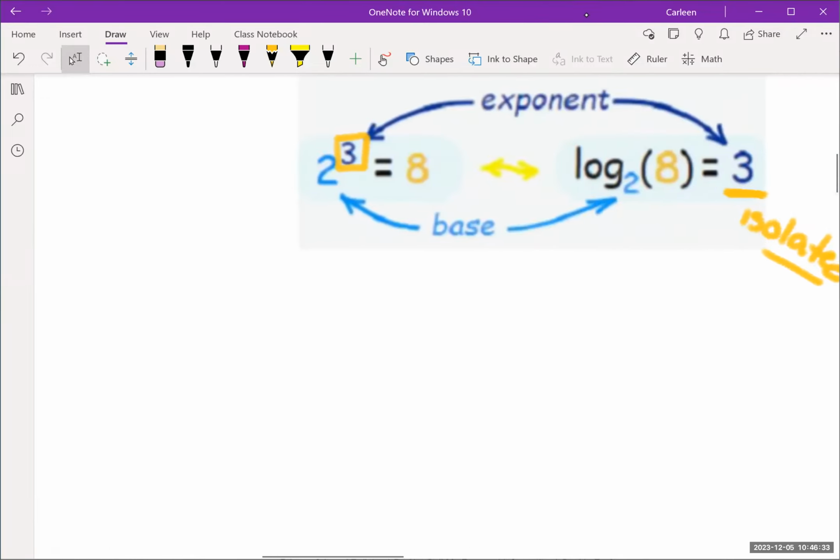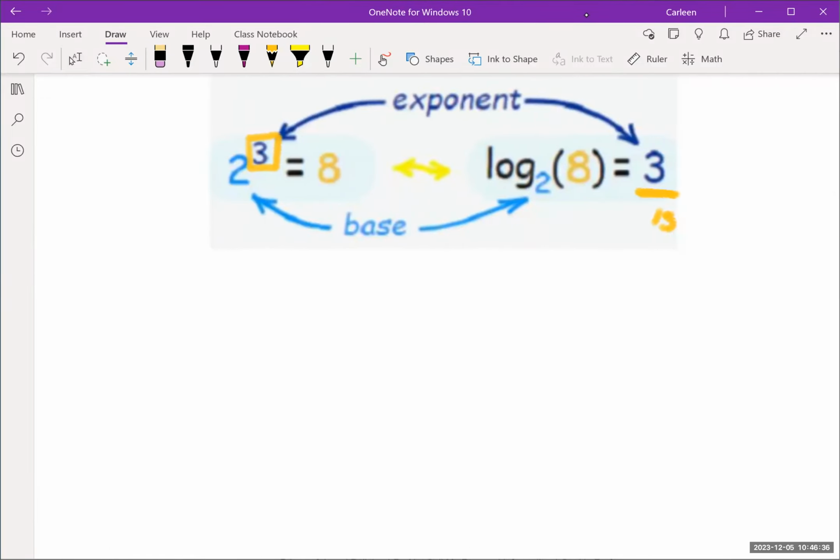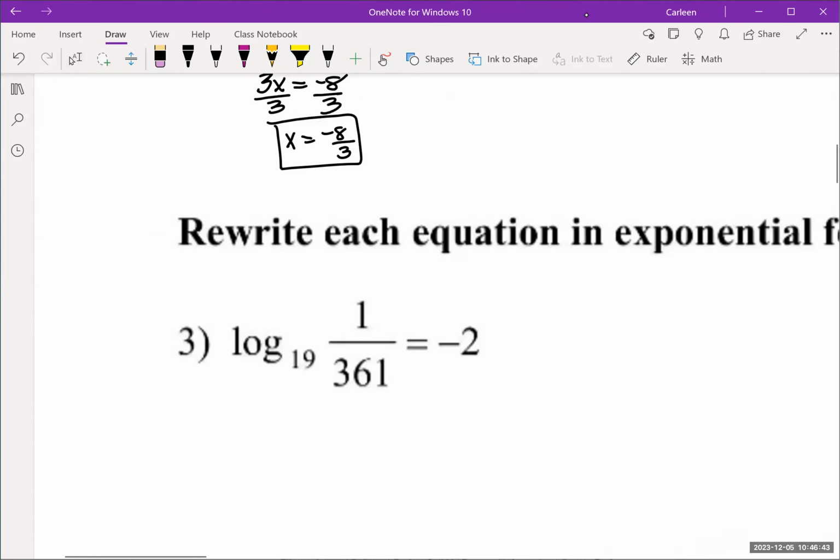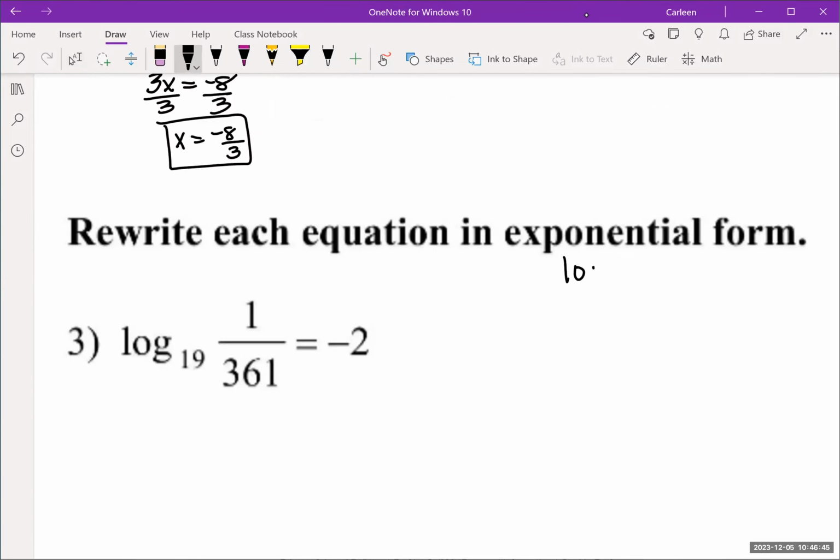Okay, here is what we're using. Log base answer, and we have isolated the what? What goes on the other side? Exponent.